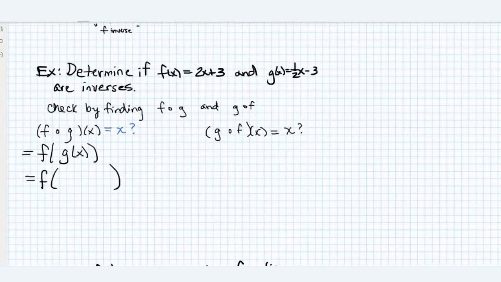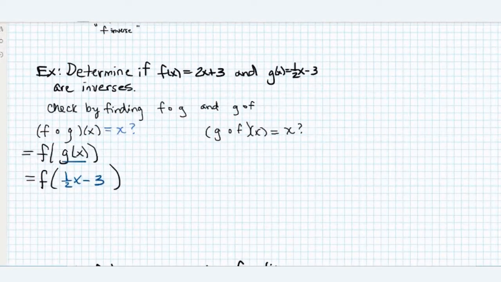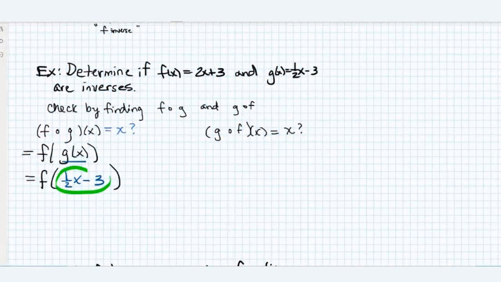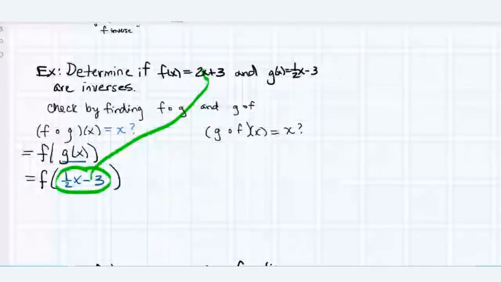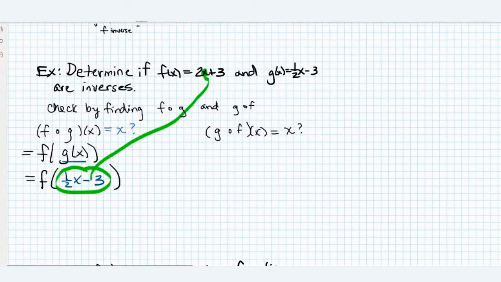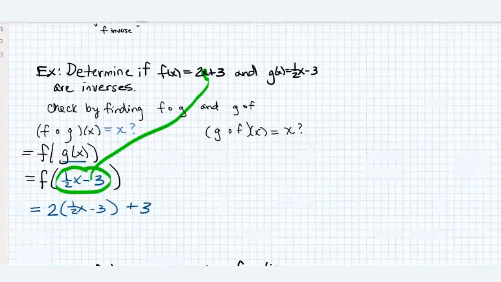All right, so anyway, we're going to replace g of x with what it's equal to, 1/2 x minus 3. And now we're going to plug into f. Now, what does f do to anything we plug into it? We're going to take this and we're going to put it in where we had an x. It's going to be 2 times that expression plus 3. So this is going to be 2 times 1/2 x minus 3, plus 3. You see, we've replaced the x with the 1/2 x minus 3.